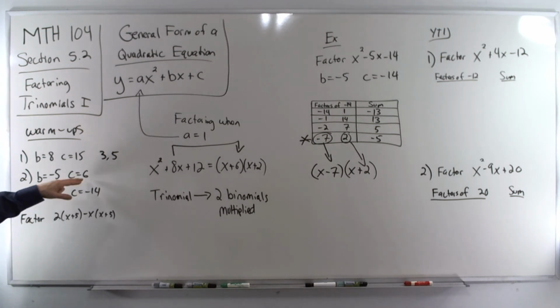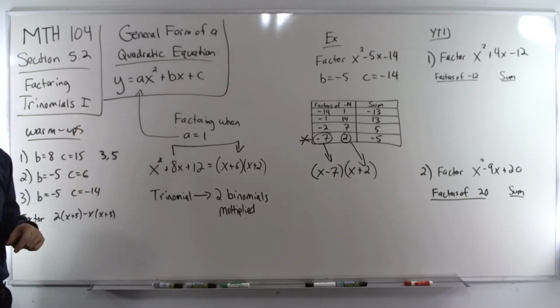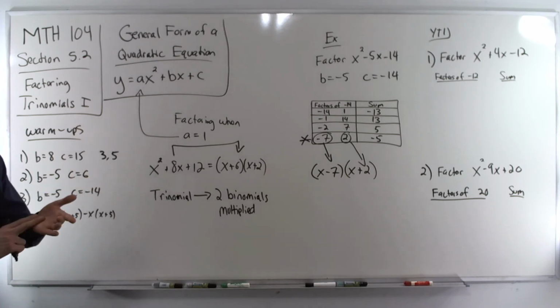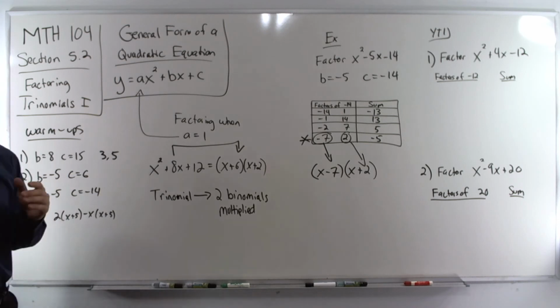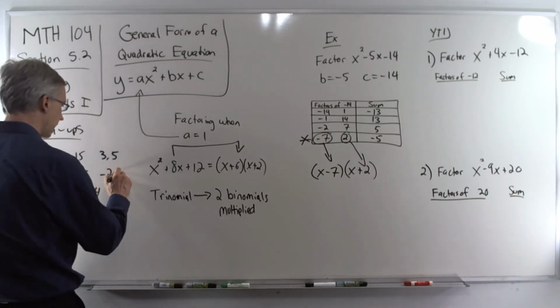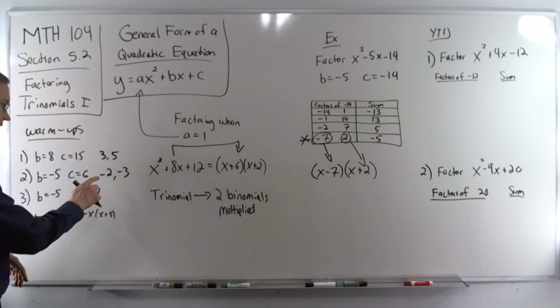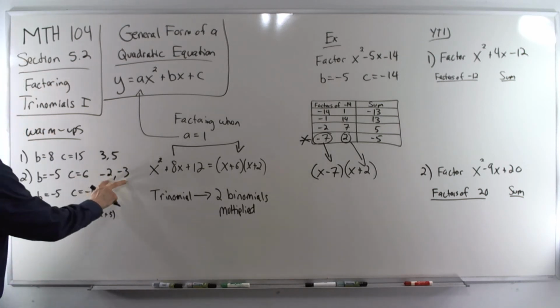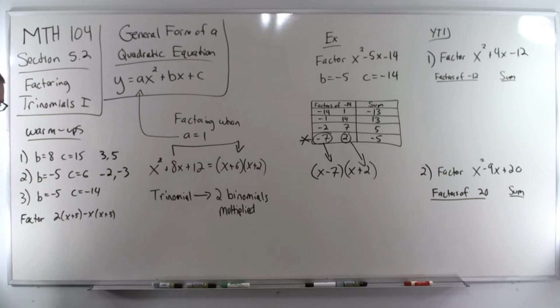And here we need two numbers that multiply to get 6 and add to get negative 5. Alright, so let's think this through. Any numbers that multiply to be positive have to either be both positive or both negative. Their sum is negative, so we have to be talking about two negative numbers. So that's going to be negative 2 and negative 3. Negative 2 times negative 3 is 6. Negative 2 plus negative 3 is negative 5.